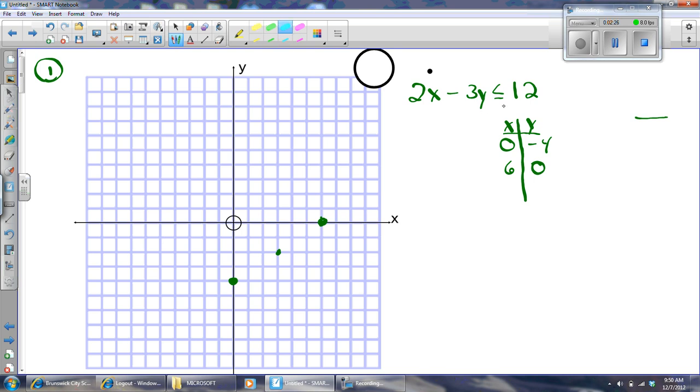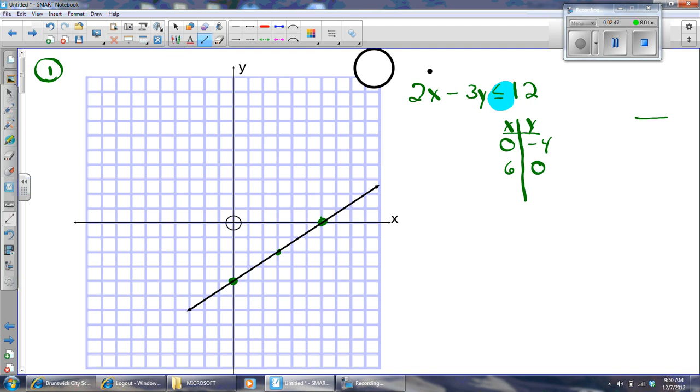Right here, we see equals. So therefore, it's a solid line. Solid line. There we go. And so I'm going to go down to back 1, 2, 3. And this guy is going to go like that.